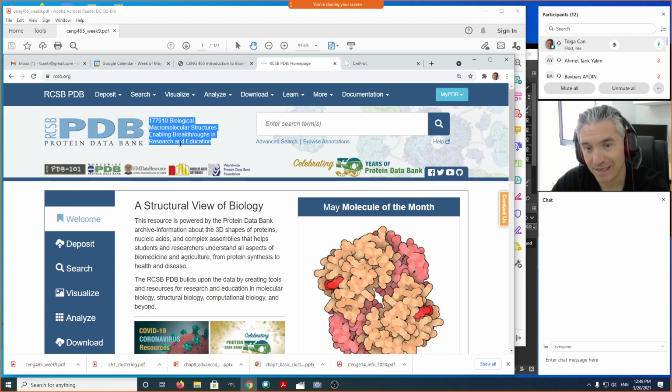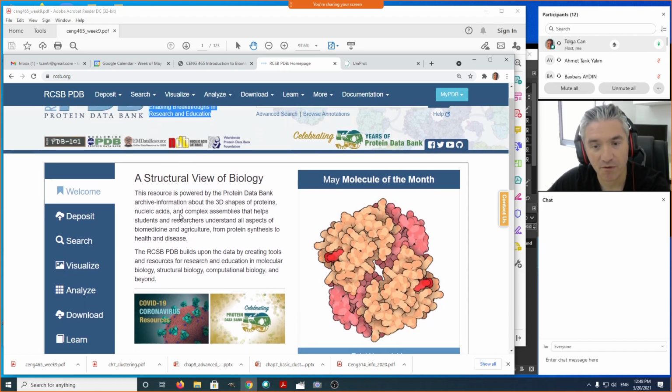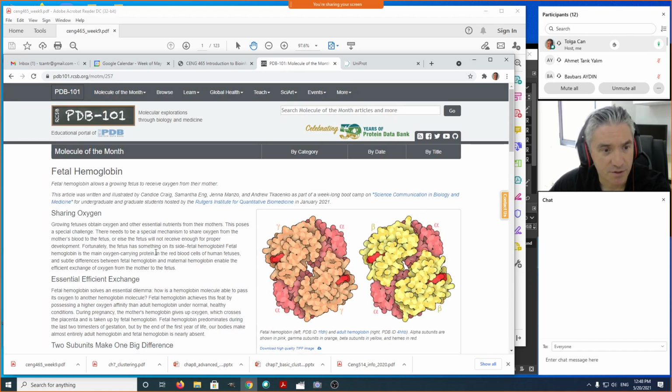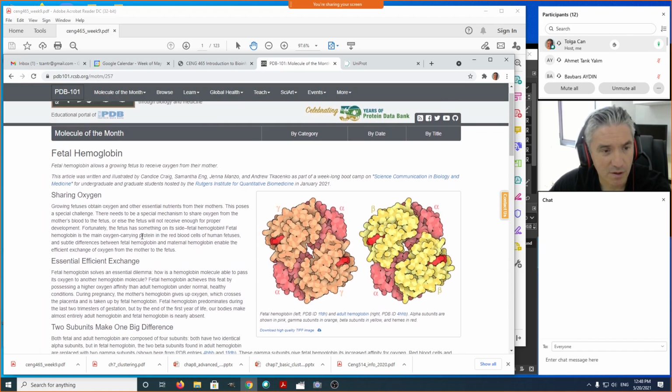These indirect data are solved to get the final three-dimensional shape of a protein structure. So let's take a look at this molecule of the month, this month in May, fetal hemoglobin. This is the fetal hemoglobin, the hemoglobin of the fetus, and the adult hemoglobin. I cannot see any difference between these two structures myself, but they may be very similar.